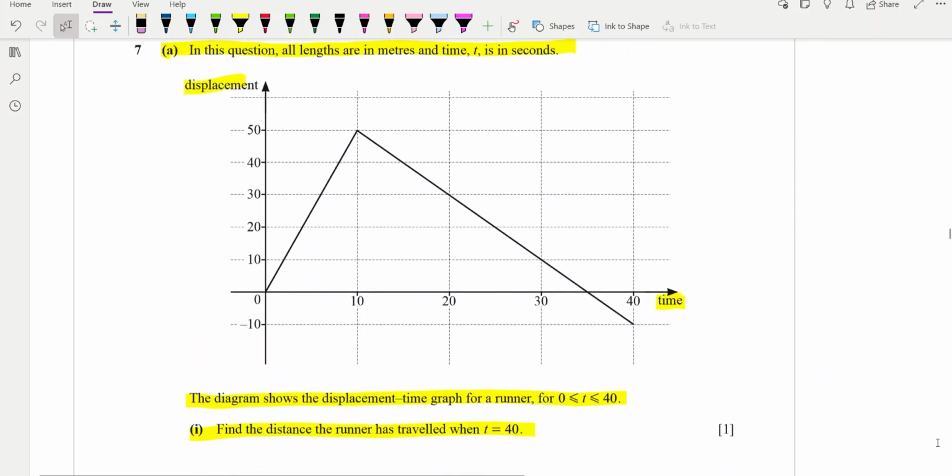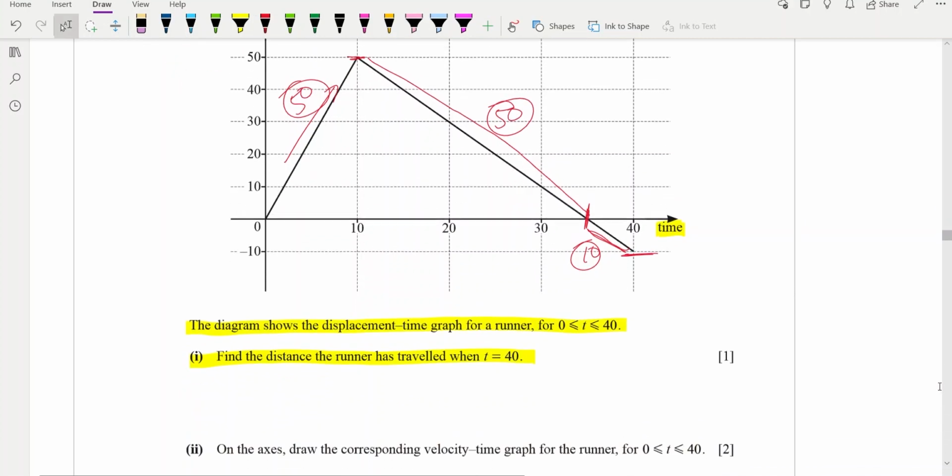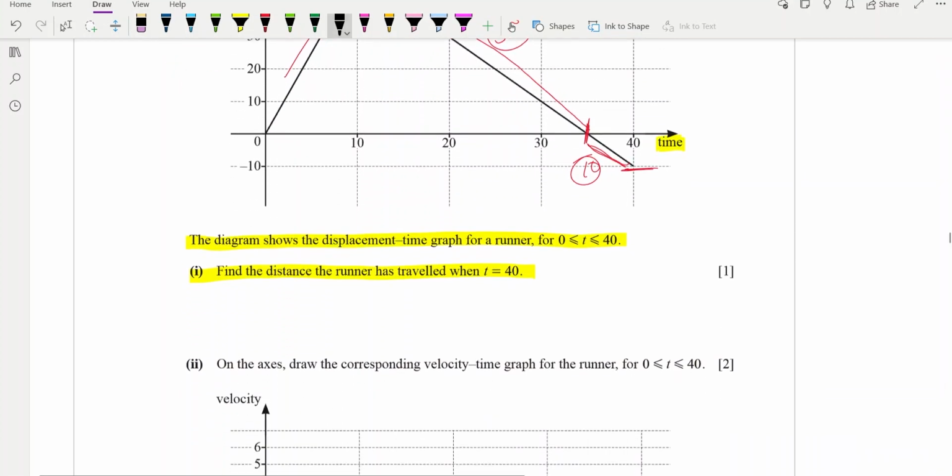So if we check for the distance, basically one distance will be up to this one, so it will be 50, and the second distance will be up to this one, again this will be 50, so 50 plus 50, and this distance will be basically 10, so up to this one is 10. We can add these three distances, so distance is equal to 50 plus 50 plus 10, which is equal to 110, and this will be in meters. This is the 1-mark part which we have done.